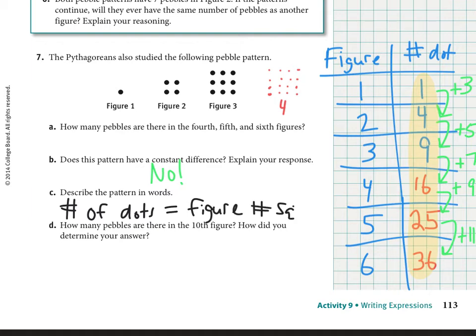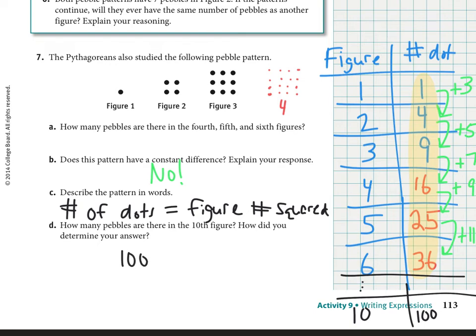So that should kind of be reasonable from the picture. Figure 2, it's 2 rows of 2, 2 times 2. Figure 3, 3 rows of 3, 3 times 3. That's exactly what it means to square a number, multiplying by itself. So if we wanted to continue and ask what about the 10th figure? Again, the pattern here appears to be 10 times 10, which we know should be 100. And we determined our answer by just squaring the number.